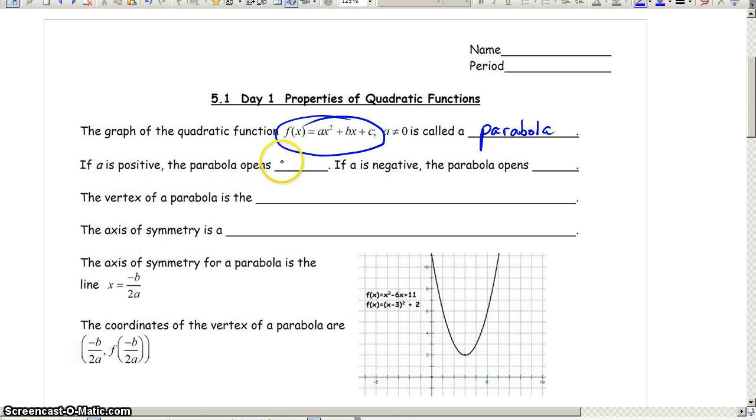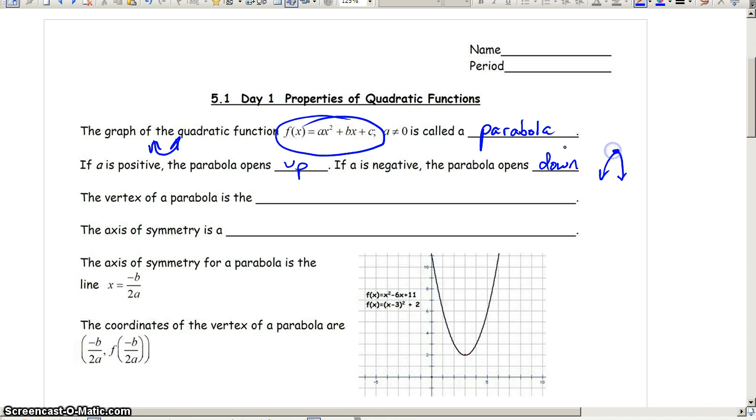If a is positive, our parabola opens up. It will look something kind of like this, kind of like a U shape that is going to be opening upwards. If a, that is the number in front of x squared, is negative, the parabola opens down. And that means our parabola would look something more like this.